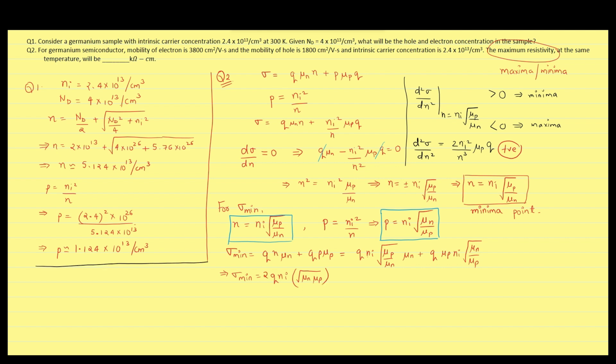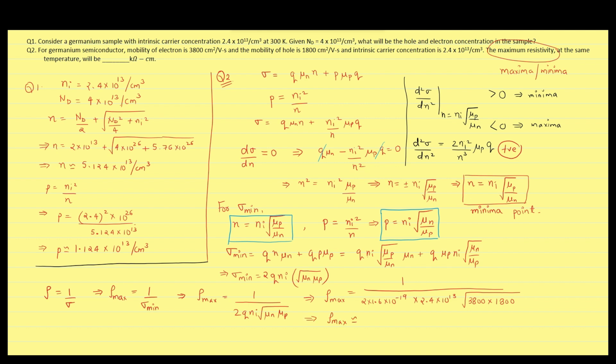You also know that resistivity is equal to 1 upon conductivity. Therefore, for the maximum value of resistivity, we should have the minimum value of conductivity. And we already have the formula for minimum conductivity. Therefore, maximum resistivity will be equal to this. Now you simply have to put the values. After calculating the expression, we will find maximum resistivity to be approximately equal to 49.78 ohm centimeter, and in kilo ohm centimeter unit it will be 0.049 kilo ohm centimeter.